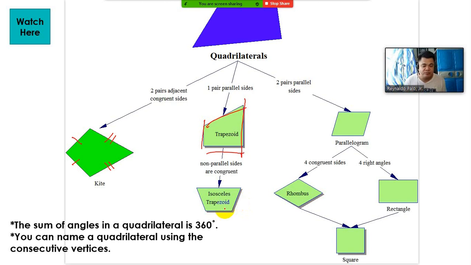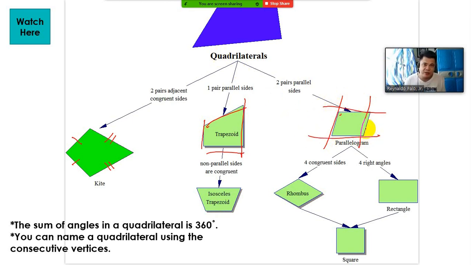Okay, now let's have the third one. Actually, the third one is quite complicated because there are also three special types of it. This type of quadrilateral is what we call parallelogram. When you say parallelogram, of course it is a four-sided polygon wherein the unique feature of this one is that it has two pairs of parallel and congruent sides. Just like what you are seeing, there are two pairs of parallel sides.